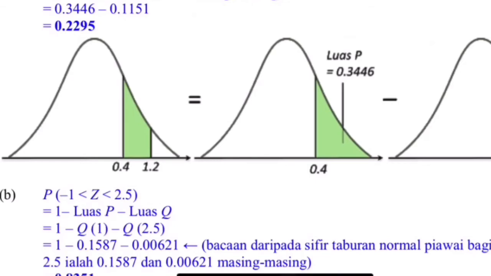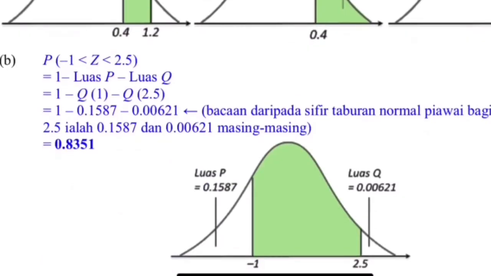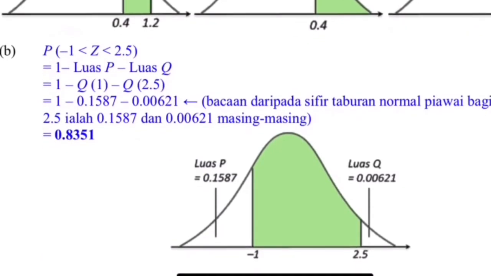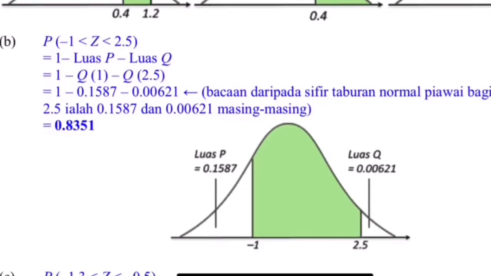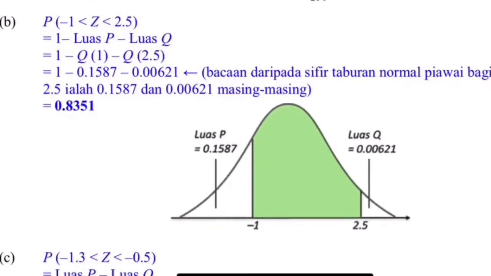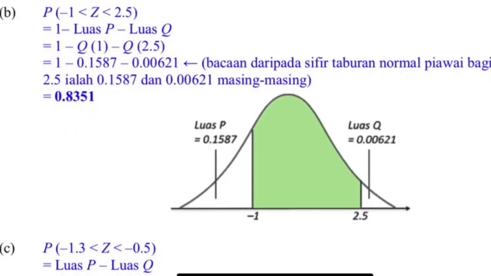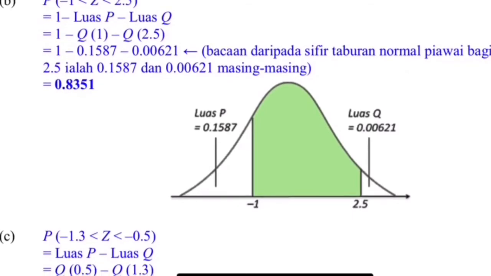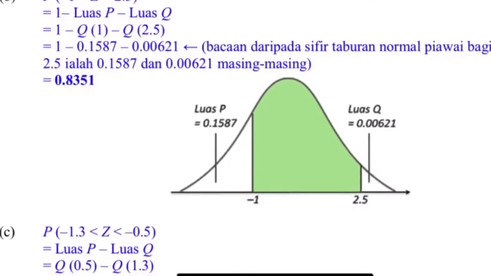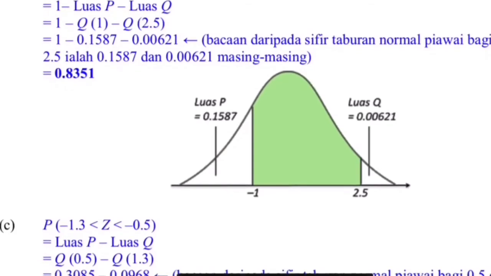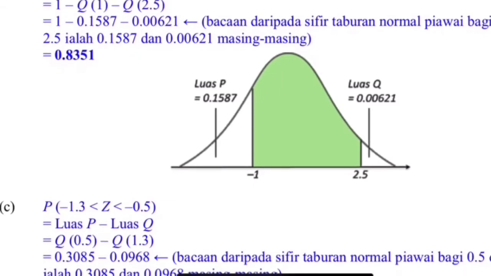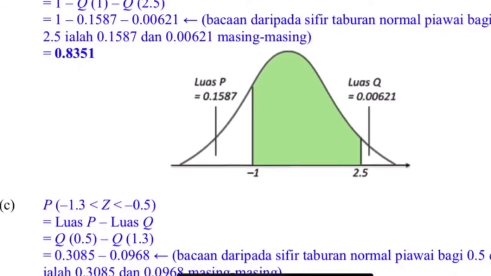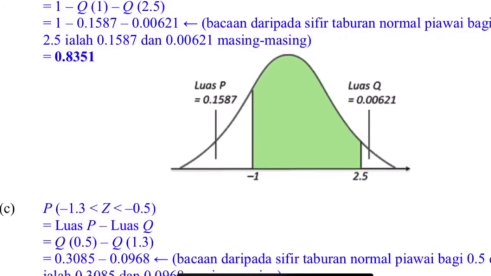So okay, you use the buku sphere, you make your z positive first, then you read. Let's say it's from negative 1 to 2.5. You go to the buku sphere, you find for z of 1 it is 0.1587, and for 2.5 it is 0.00621. So you have to take 0.1587 minus 0.00621. Why? You look at the bell shape, you understand why you need to minus.